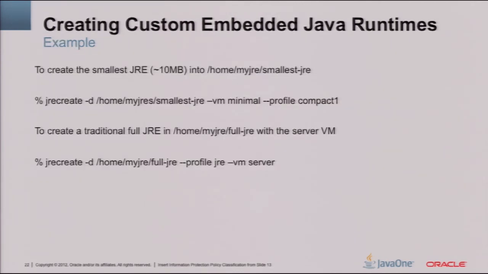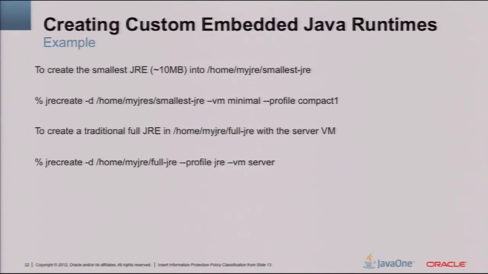So here's a couple of examples of how you run this tool. You use JRE create -d or --dest with a directory where you want me to write the output to. I picked the VM. I want the minimal VM. That's that small VM that I talked about. And you tell me which profile you want. So this will just give you the smallest VM with compact 1.